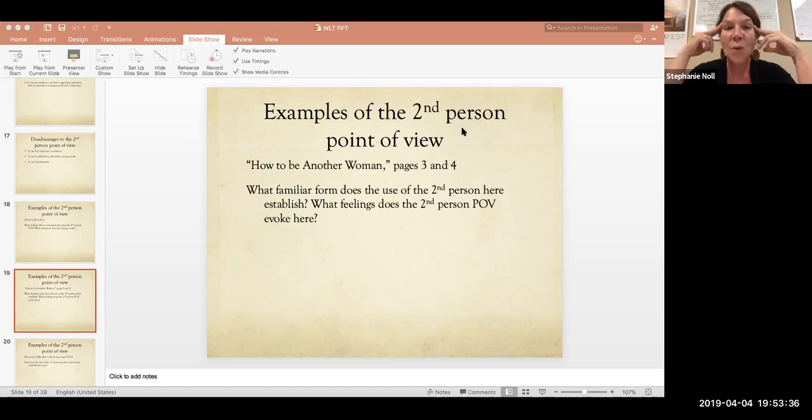I guess a question I asked is, what's the feeling that's evoked from this? I'm sort of curious, if you had a chance to read it already.